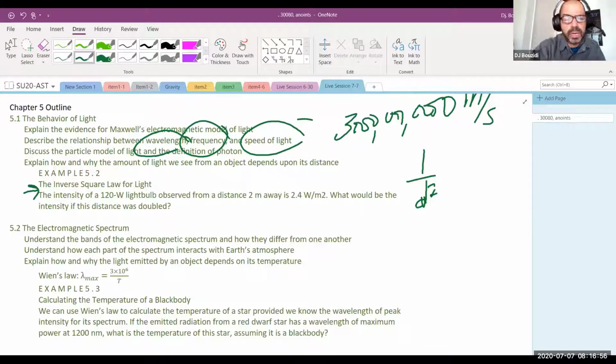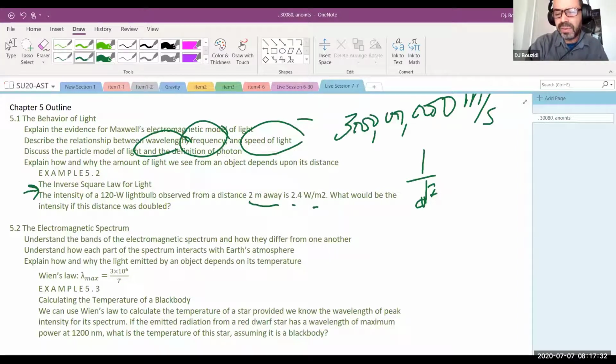So the question in here is that you have a 120 watt light bulb. That's the light bulb that you go to Walmart, for example, and grab. That's a very bright light bulb, 120 watts. You take it from there at a distance of 2 meters. It says in this example the intensity is 2.4 watts per meter squared. So this is meter squared, not M2. Okay. What would be the intensity of light if the distance is doubled? Basically, we were at 2 meters. Now we are at 4 meters away from it. We doubled the distance in this case.